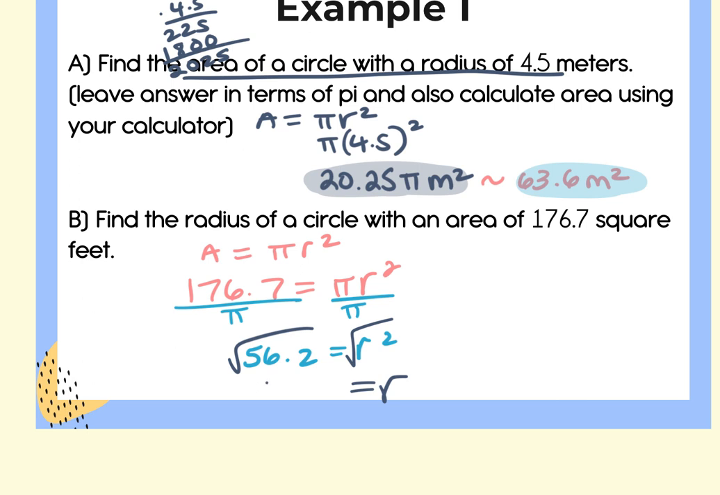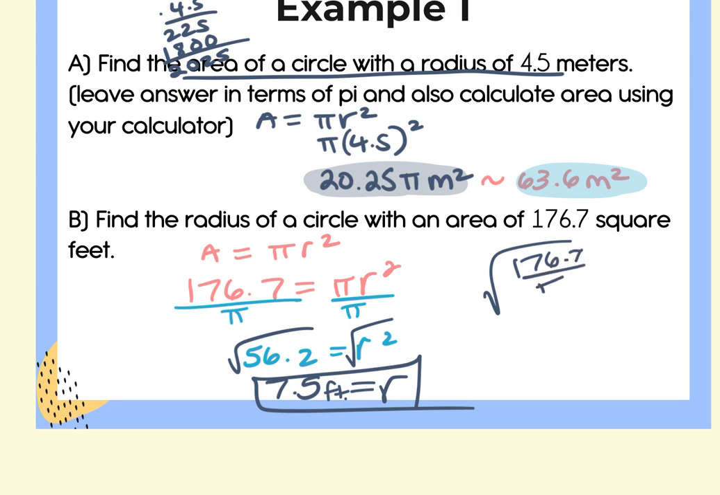Would it be plus and minus? Why not? Good, radius can't have a negative length. What would it be if it asked for in terms of pi? You'd have it underneath the square root, like 176.7 over pi underneath your root. Right, it would be the square root of 176.7 over pi. Most likely it will not ask for that.